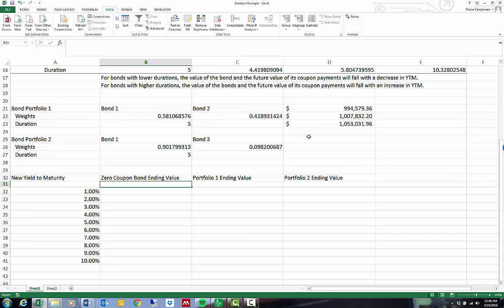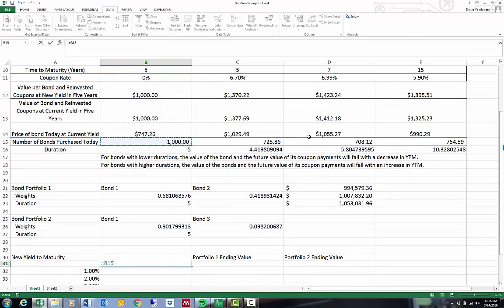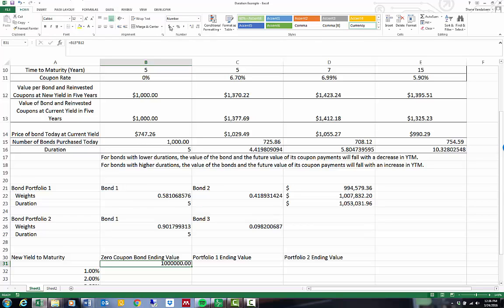For the zero coupon bond, my ending value is going to be equal to the number of bonds I purchased multiplied by the value of the bond and reinvested coupons at the new yield to maturity in 5 years. So we're saying here the yield to maturity changes, and this is important that you choose this cell because we're going to change that new yield to maturity. So we get $1 million, and that's exactly what we want. We want $1 million there.